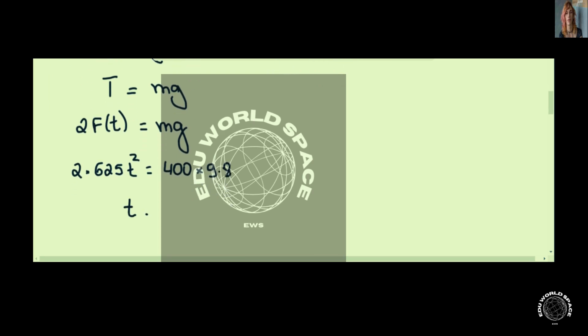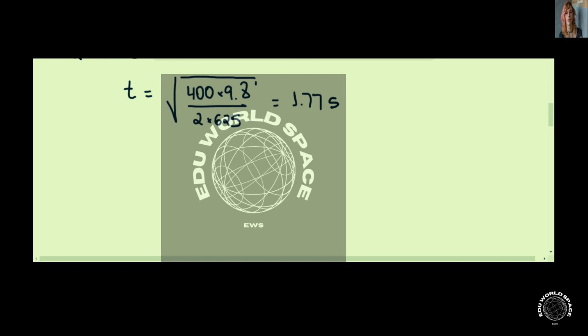So the time when the block starts to move up is equal to 400 times 9.8 divided by 2 times 625. So this is equal to 1.77 seconds. So between t equals 0 and t equals 1.77 seconds, the block is still.